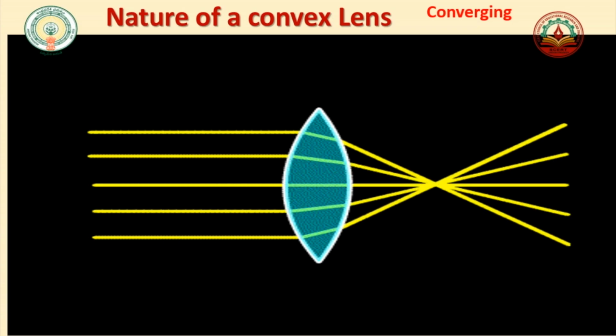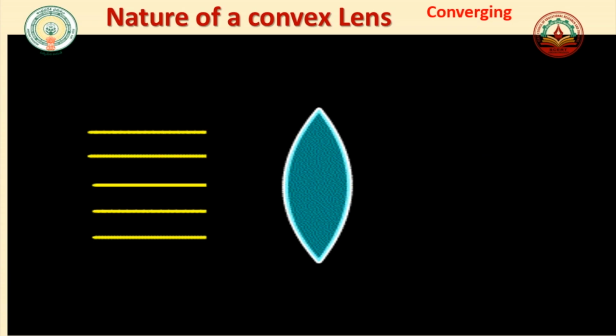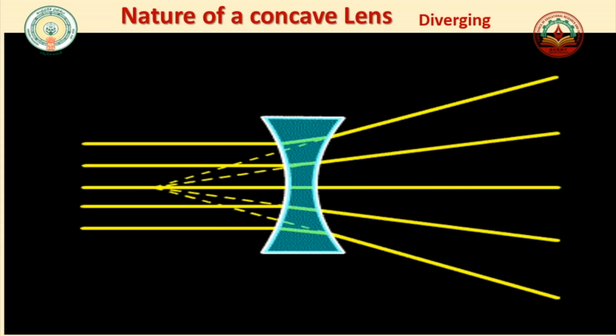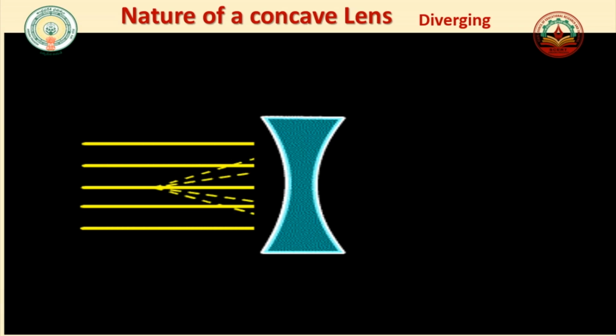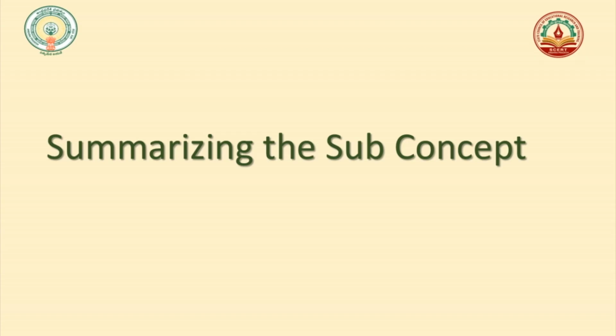When the light rays are incident on a convex lens, the light rays converge at a point. So a convex lens is a converging lens. Now we can see when the light rays are incident on a concave lens, the rays are diverging. So a concave lens is a diverging lens. Now I am summarizing those two concepts that I taught.